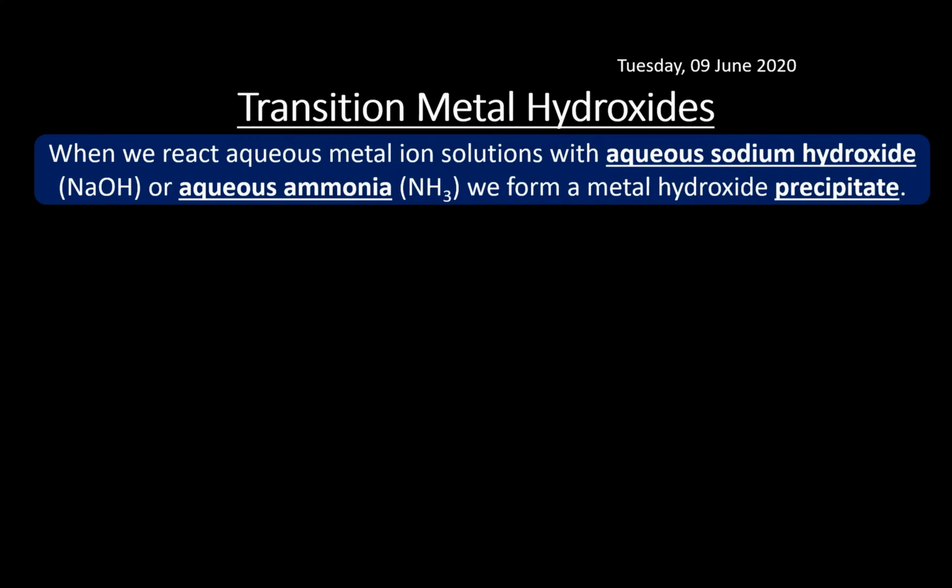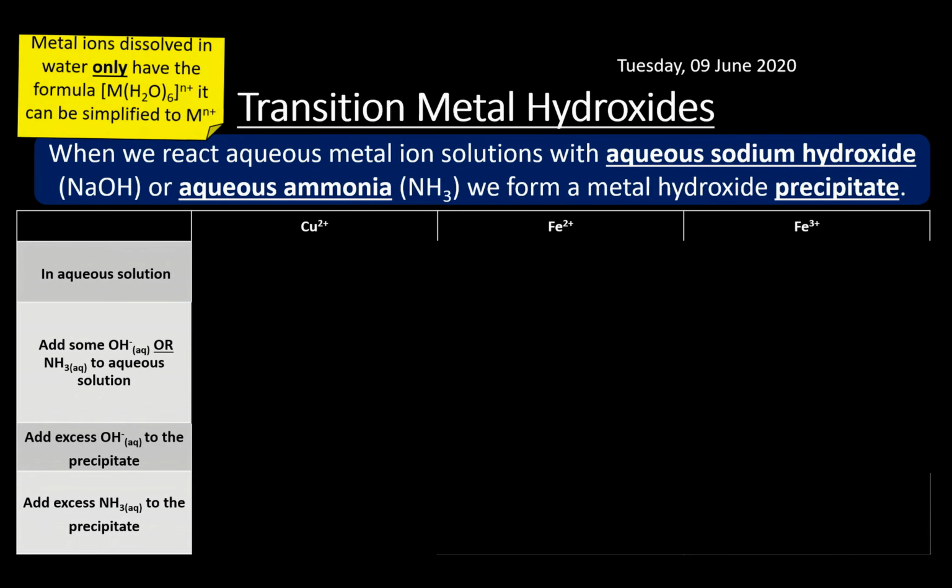When we react the aqueous metal ion solutions with aqueous sodium hydroxide, which is NaOH, or aqueous ammonia, we form metal hydroxide precipitates. Okay, so we form these different colours. These are the ones that you specifically need to know. Remember, in the previous slide, we said you need to know copper 2+, iron 2+, and iron 3+. You need to know all the reactions here and the colours associated with them as well. So you've got to be vigilant. Spend a bit of time trying to remember all this, because it's going to get you a lot of marks in the exam.